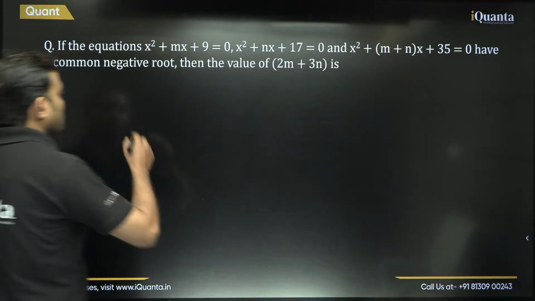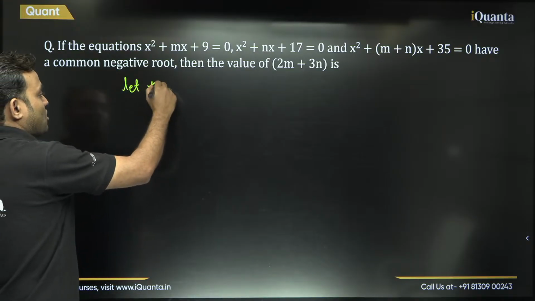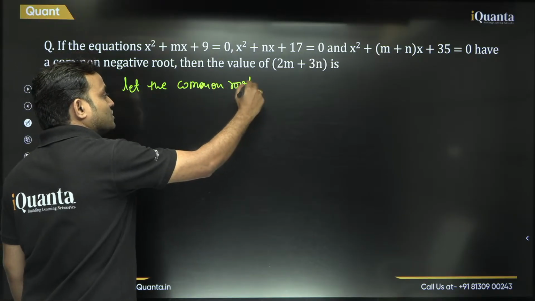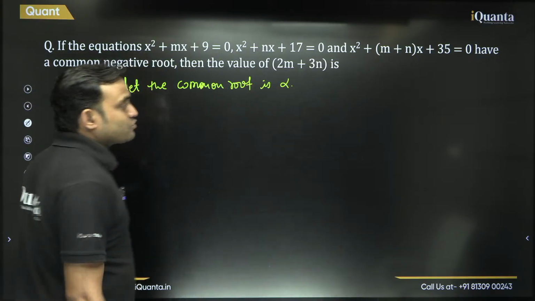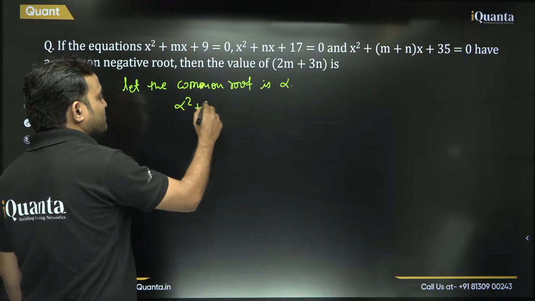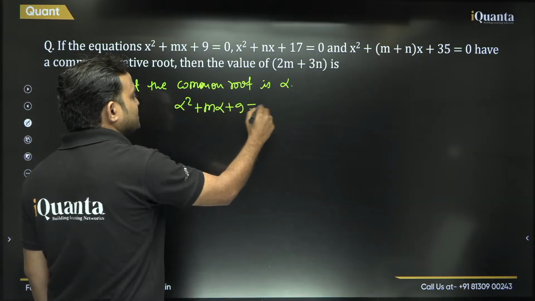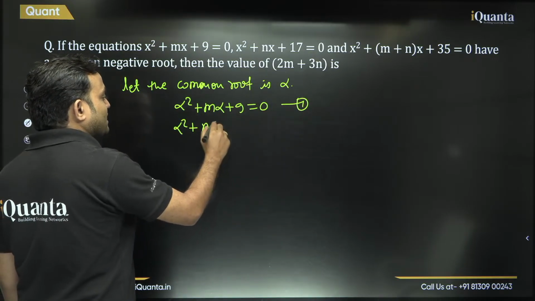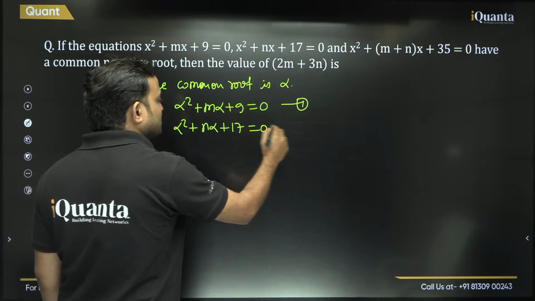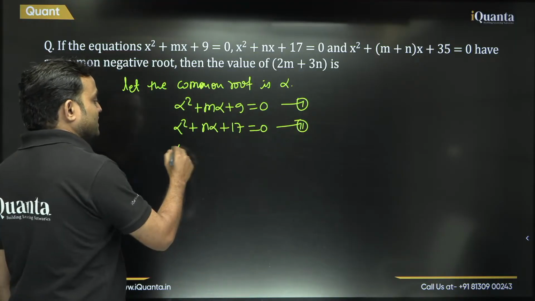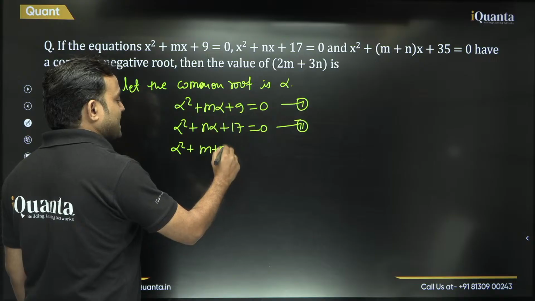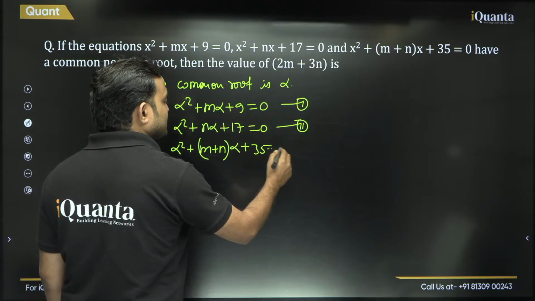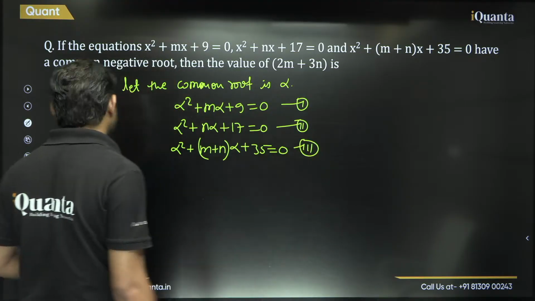ठीक है, so what we can say that let the common root be alpha. If common root is alpha, can I say alpha square plus m alpha plus 9 is equal to 0? First equation. Then alpha square plus n alpha plus 17 is equal to 0. Second equation. Then alpha square plus (m plus n) into alpha plus 35 is equal to 0. This is our third equation.